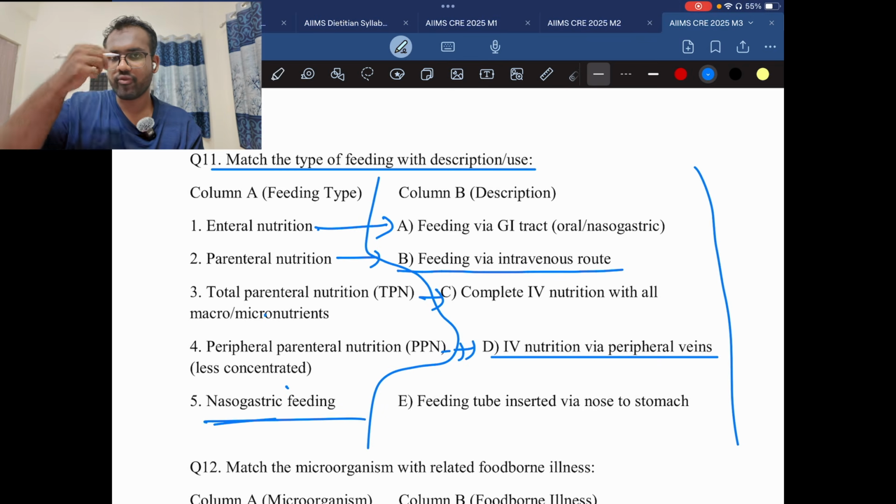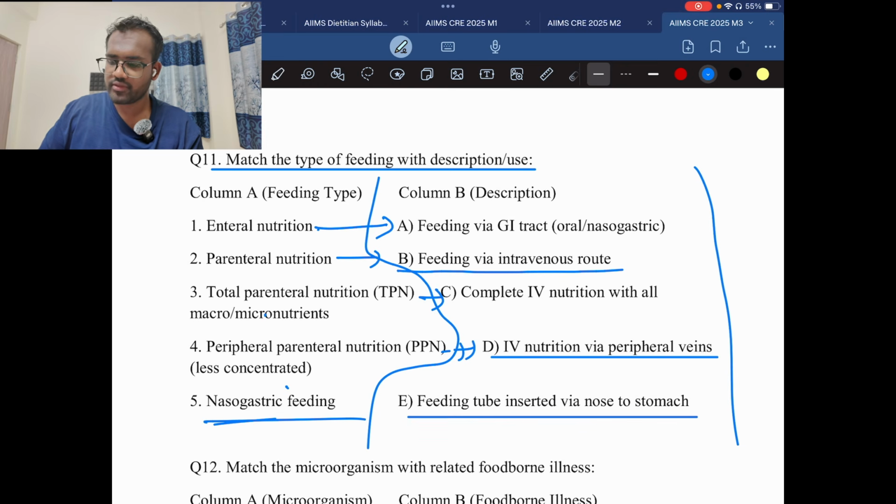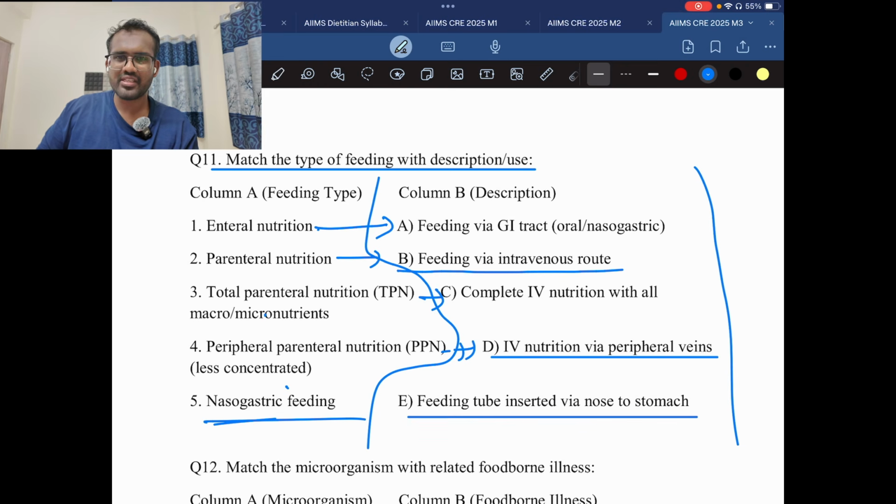Nasogastric means they send the tube from the nose to the stomach. So feeding the tube, inserting via nose to stomach. This is called nasogastric. This is a basic one, but you need to remember. Sometimes you will make a lot of mistakes here.